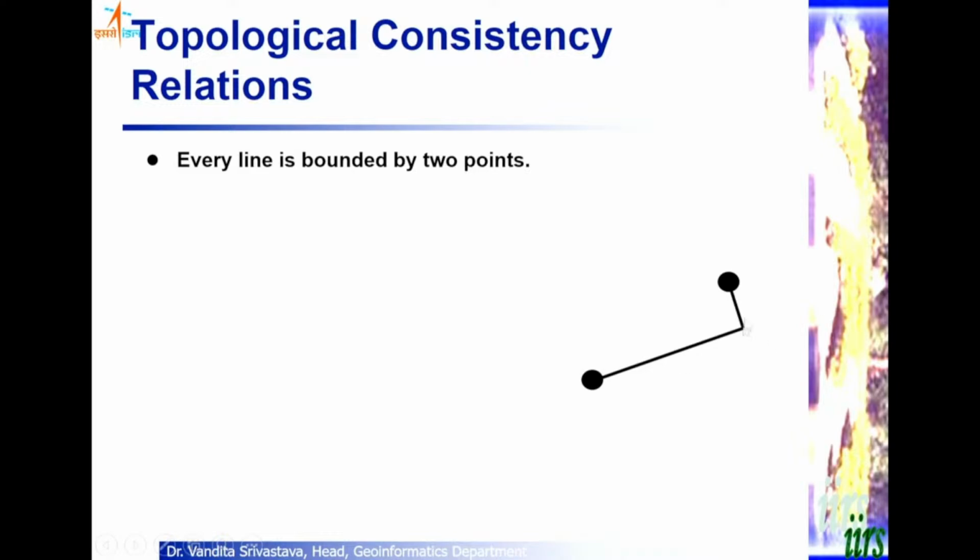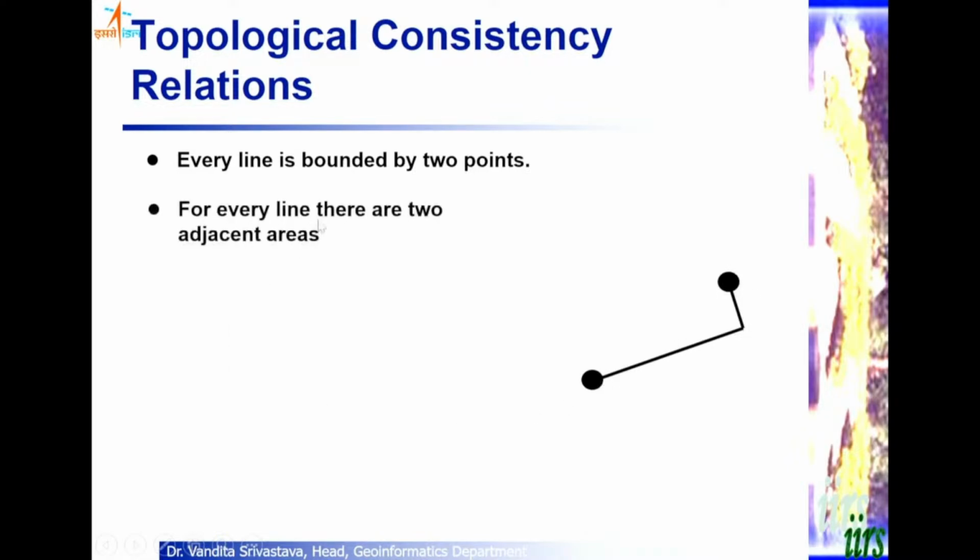Please note that here also there is a point, but that is called a vertex that defines the shape of the line. You can have a more complicated line here, but all the in-between points are called vertices. The end points are called nodes.